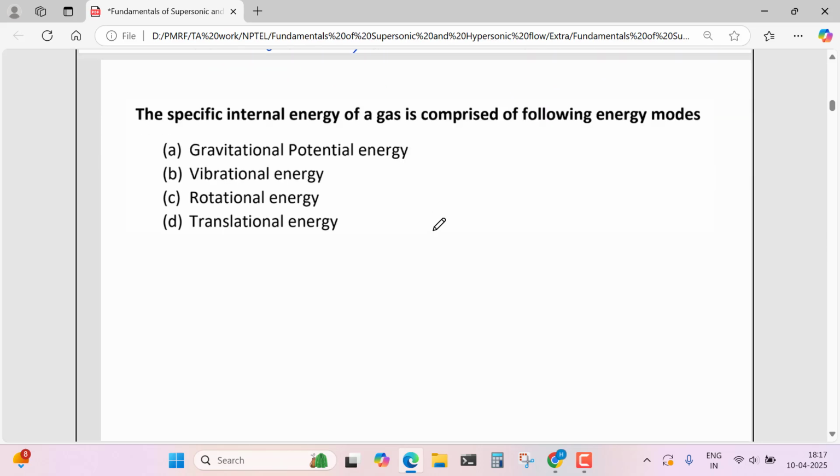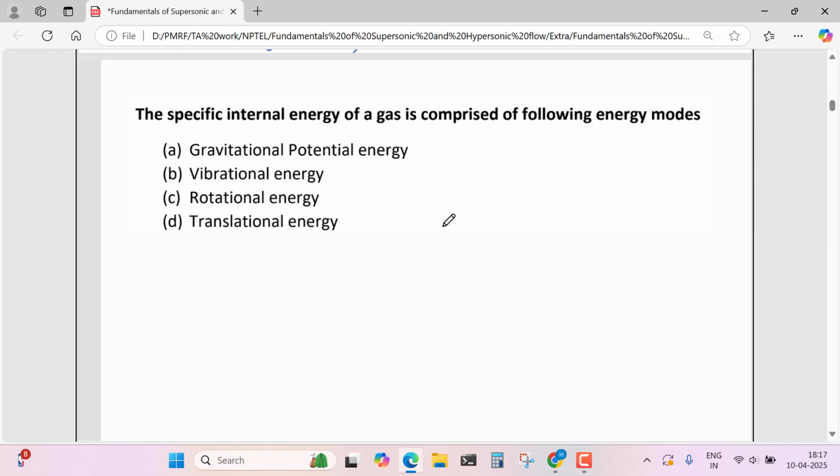Let's see the next problem. That is a conceptual problem. The specific internal energy of a gas is comprised of the following energy modes: A, gravitational potential energy, B, vibrational energy, C, rotational energy, and D, translational energy.